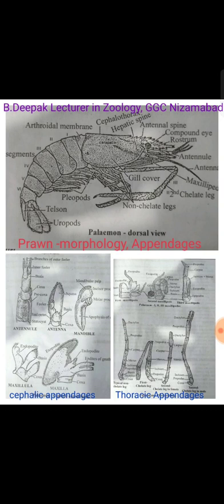All appendages are biramous, but the first pair of appendages is uniramous. Each appendage has a basal stalk, the protopodite, made of two joints, the podomeres.